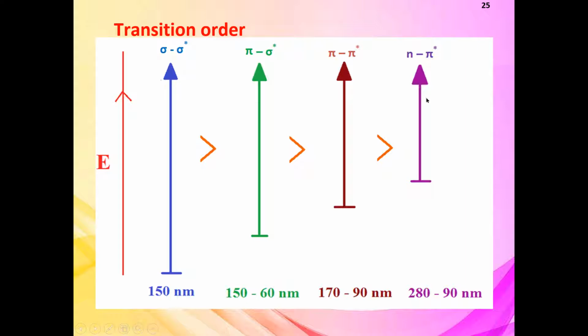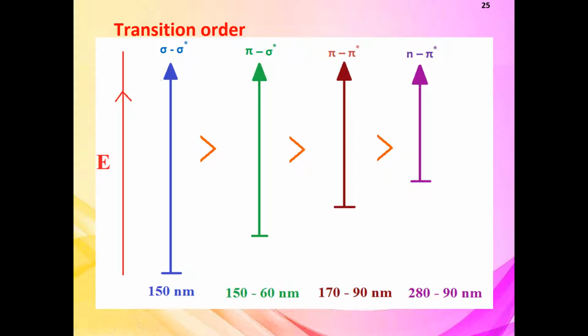That is, n to pi star transition requires the lowest energy, lower than the pi to pi star transition. Like this, the sigma to sigma star transition requires a higher amount of energy. Because of this, the wavelength required to excite the electrons from the sigma bonding orbital to the sigma star antibonding orbital will be the highest. Hence, the wavelength at which this transition occurs is around 150 nanometers.